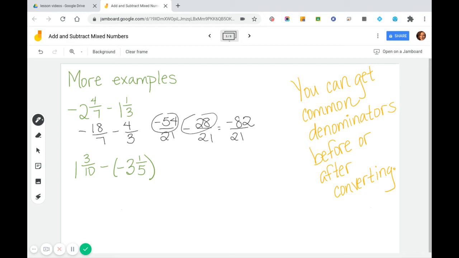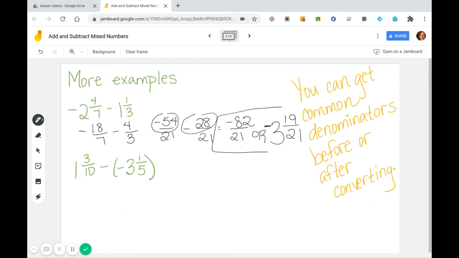82 and 21. Let's see. 3 goes into 21, but 3 will not go into 82. 7 goes into 21. 7 will not go into 82. So that's as reduced as that one goes. Or if I want to convert it, I know 21 times 4 is 84. So that means it'll only go in there 3 times. 21 times 3 is 63. And if I do 82 minus 63, I get 19 left on top. Just don't forget to rewrite that negative sign.